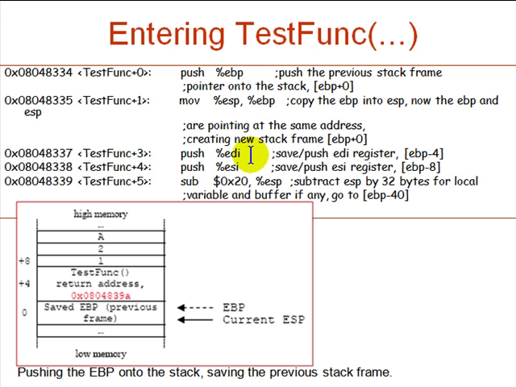Now you push EDI, because every time you need a register, you can't just use it, you've got to save it on the stack. EDI and ESI, the extended destination index and source index registers, are saved at some location. And then you subtract 20 hex from ESP. That's 32 bytes, so that's the amount of space you're allocating on the stack for your variables and buffer. And then your stack frame moves, and you have more space for your current frame.